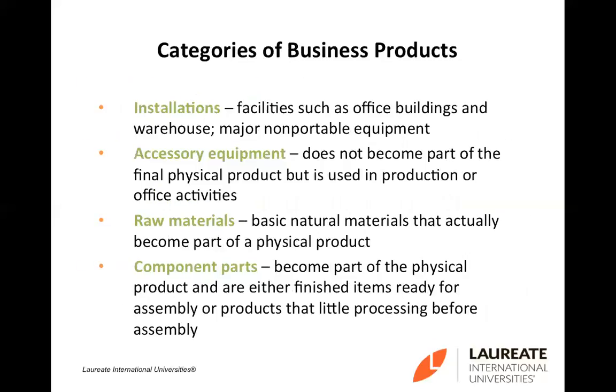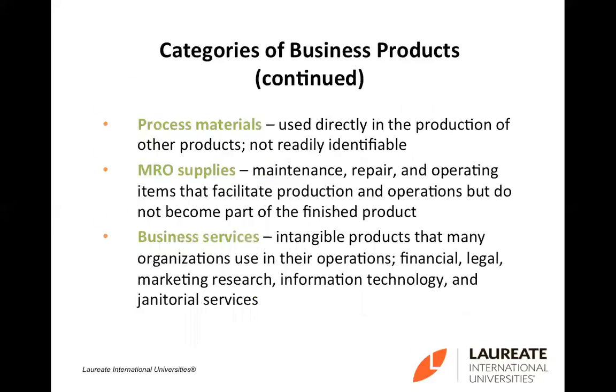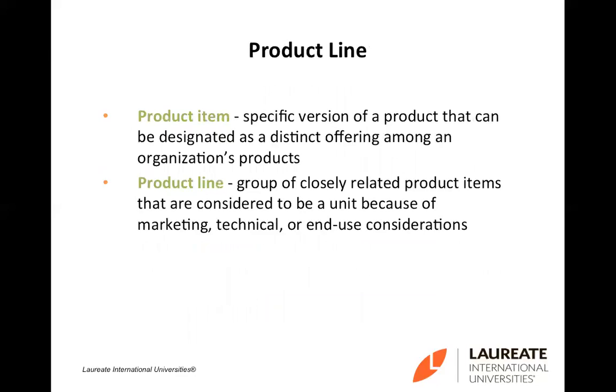Business product, we have several classifications as well, such as the installations, accessory equipment, raw materials, and component parts. So there are some categories of business products. And the other ones include the process materials, MRO supplies, maintenance, repair and operating items, and business services.